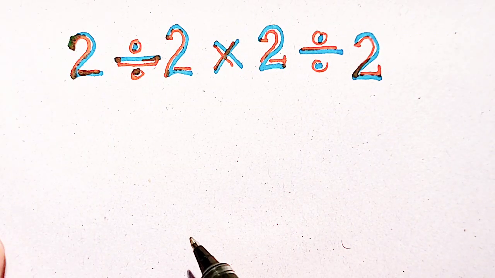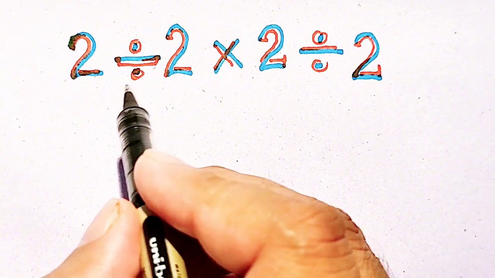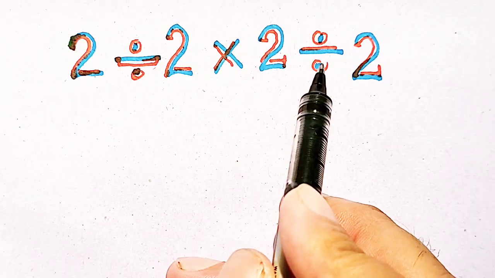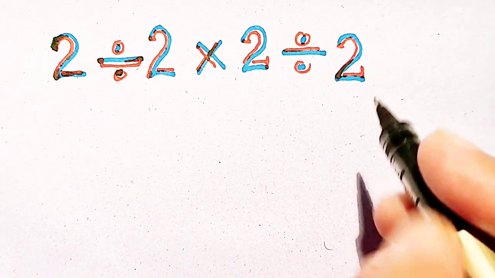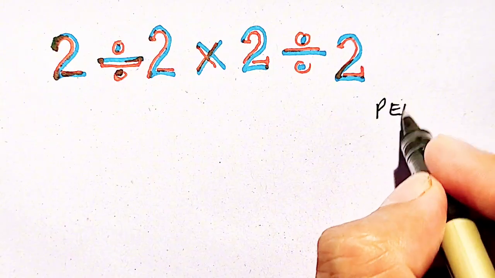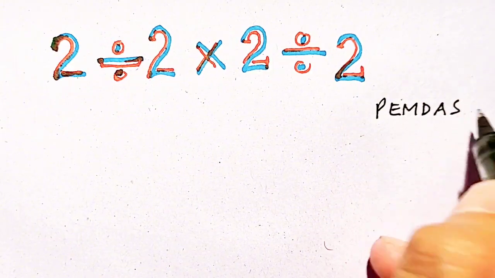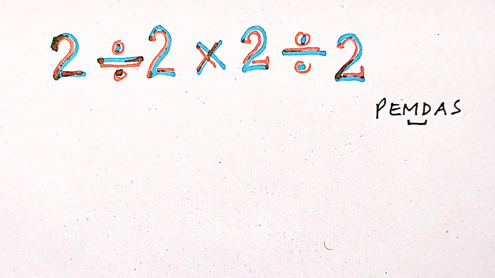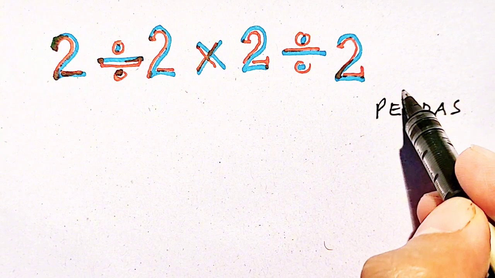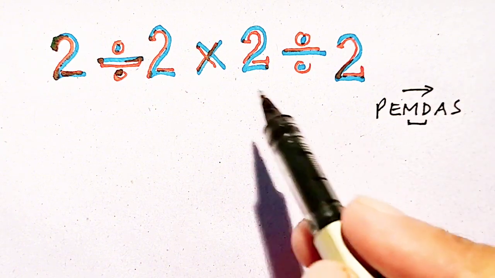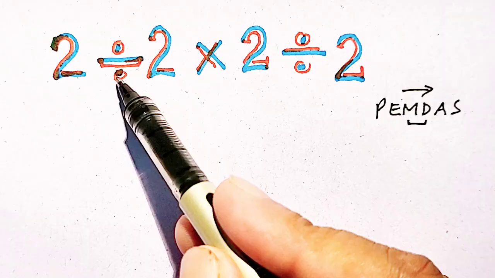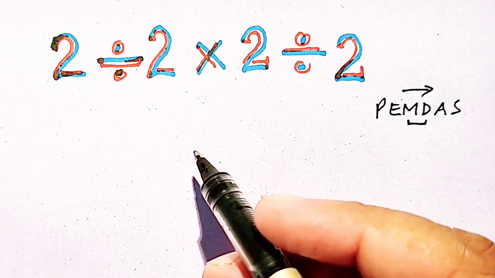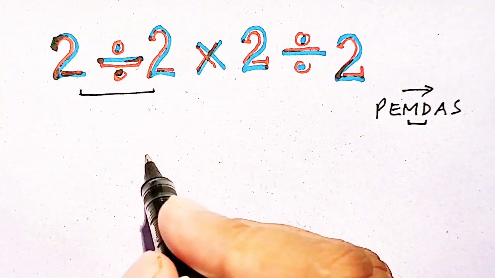Next question is very important. This question has division, multiplication, and division. And the PEMDAS rule tells us that if a question carries multiplication and division, both have the same priority, but we have to move from left to right, meaning the division function is at left, so we will solve it first. So first we solve this one.